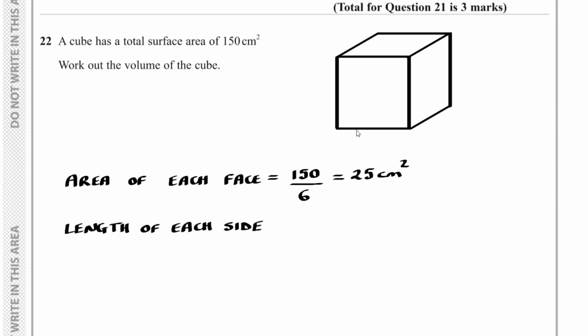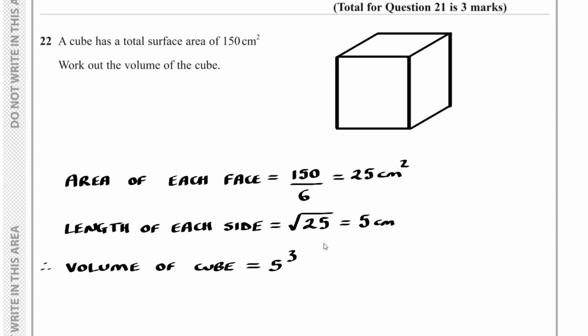The length of each side then will equal the square root of 25, which is 5. So the length of each side of the square is 5 centimeters. So the length of each side of the cube is also 5 centimeters. So therefore, for the volume of the cube, we've got 5 cubed, which is 125. So the volume of the cube is 125 centimeters cubed.